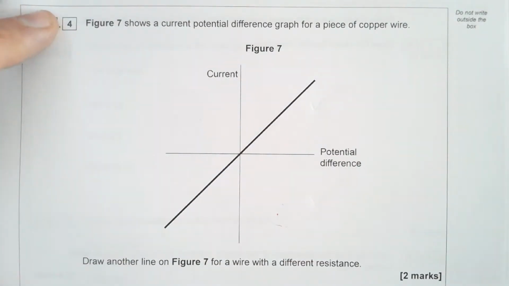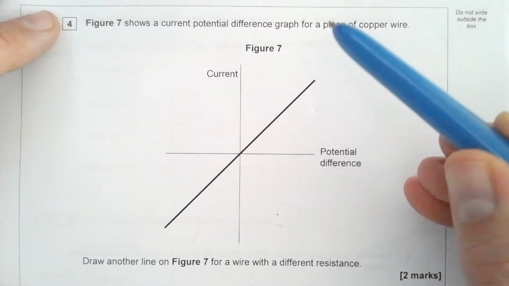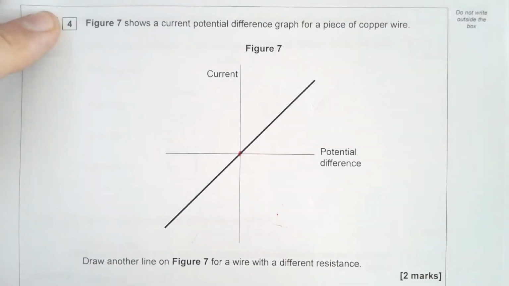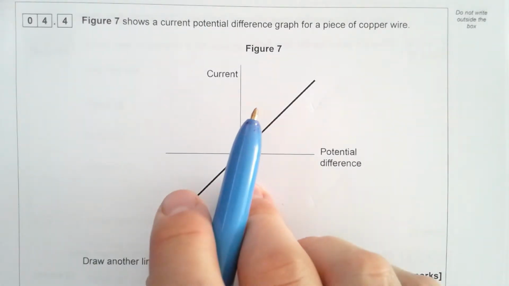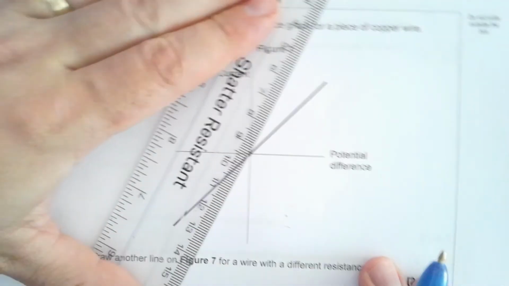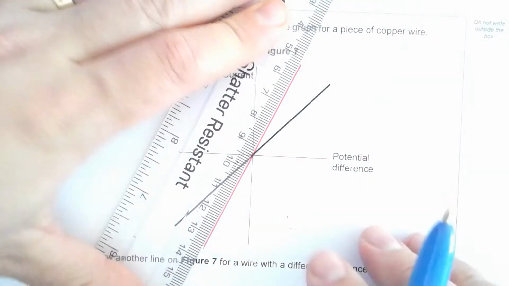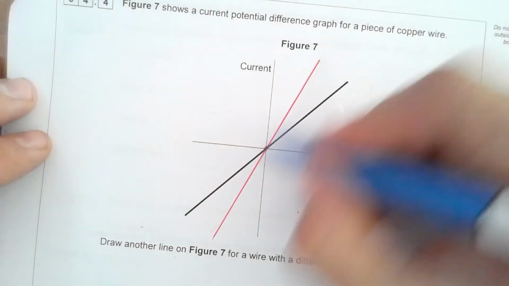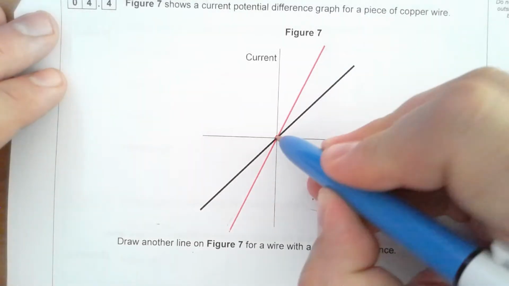The first one is for a line with a positive gradient, so it needs to start down here and it needs to move upwards like that, has to be straight. And the second marking point is that it goes through the origin, so when the potential difference is 0, the current is 0. So if I dig out my ruler and I'm choosing to do one with a gradient higher than the original line. It doesn't have to be higher, it can be lower, so you could have drawn it like this instead, but I've chosen to draw it like this, and that will get me 2 marks. Again, positive gradient through the origin.